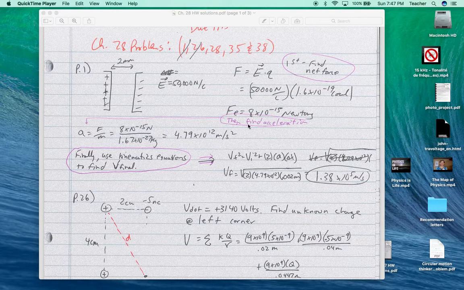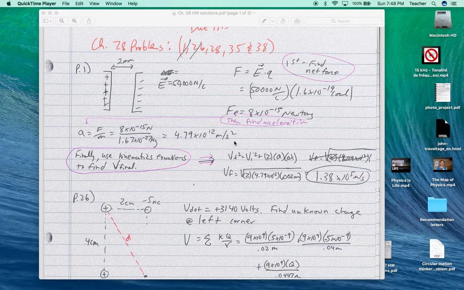Problem 1, key thing here is if you're looking at a charge on a proton going through the field, or basically you're trying to figure out the final speed of it. If it's released from rest, the first thing you want to do is find the force. So in a uniform field, that's the rearrangement of E equals F over Q. So we get a force on the proton, which has the same charge magnitude as an electron, of 8 times 10 to the negative 15th newtons.